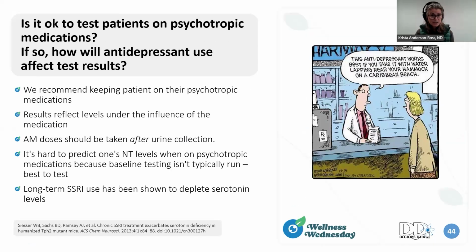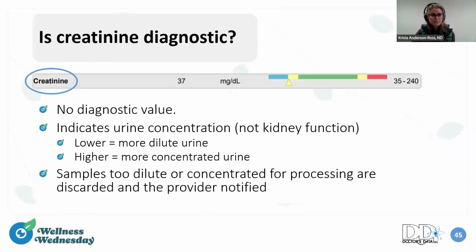So can you test patients who are using psychotropic drugs? Yes, and we encourage this because we really want to see how the medications are impacting pathways. The one caveat is that AM morning medication should be taken after sample collection because it's hard to predict results based on medication. We often see low and low range serotonin levels even in these patients. And sometimes we see low norepinephrine in patients taking SNRIs. So research shows that long-term use of SSRIs leads to depleted serotonin levels. So we do see that sometimes. So keep your patient on their psychoactive medications to run neurotransmitter testing.